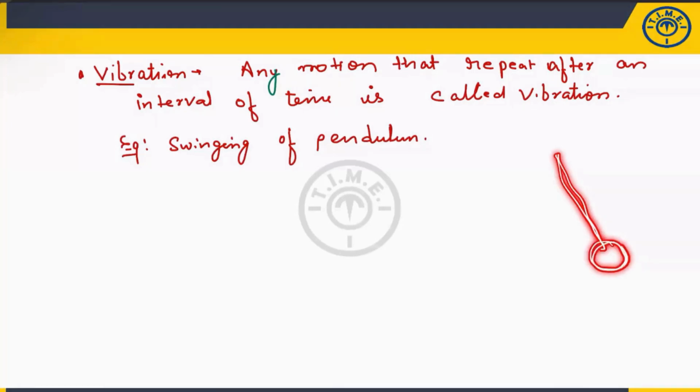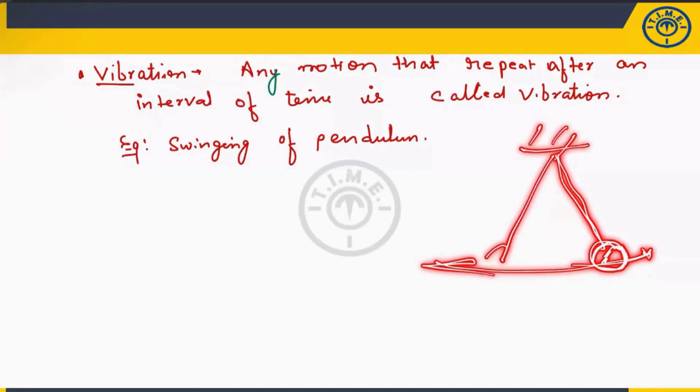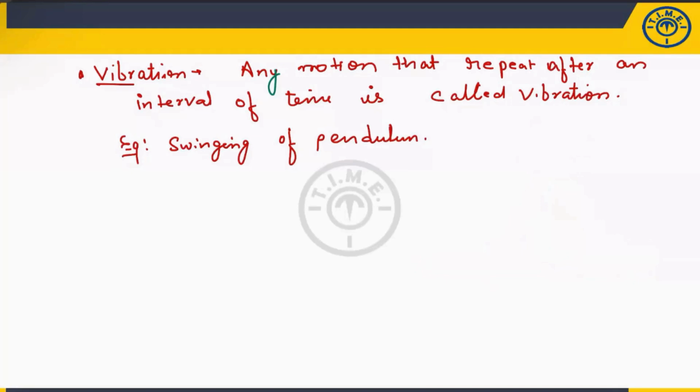There is one spherical ball which is attached with that. If you give an initial disturbance, then it will vibrate like this. Then it will vibrate like this. So if you give the initial disturbance and then remove the force, that is called a free vibration, also known as a natural vibration.